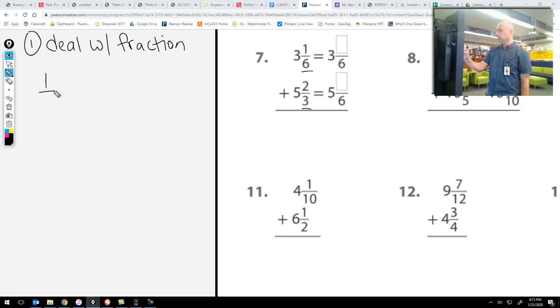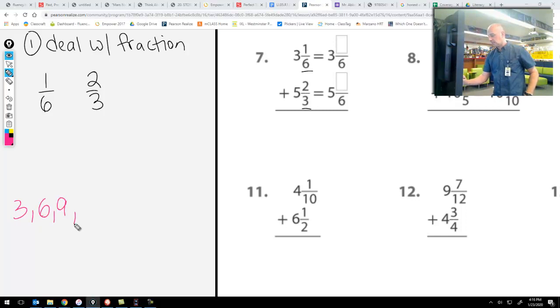If I take a look at those denominators, 6 and 3, I know that I can find multiples of those numbers and figure out which one they have in common and what the least common denominator is. So if I make a list of the multiples of 3, I would get 3, 6, 9, and 12. And if I made a list of my multiples of 6, I would do 6 and 12, and we would see right away that the first number we have in common is 6.